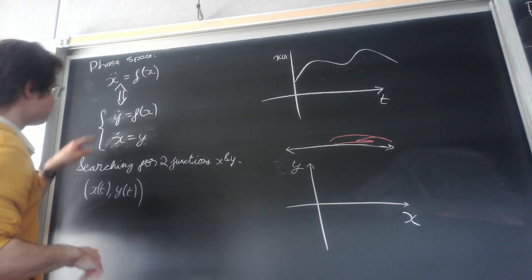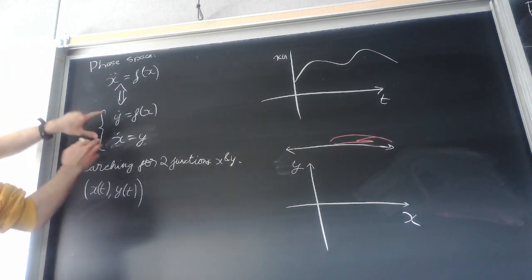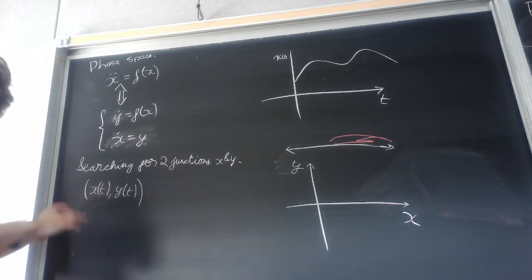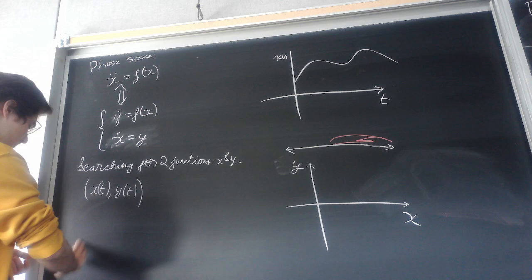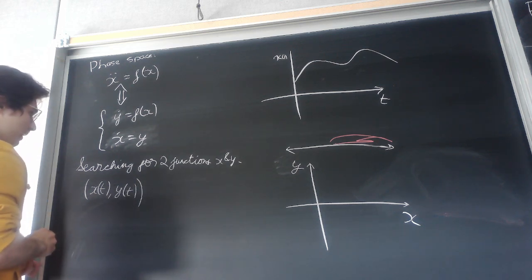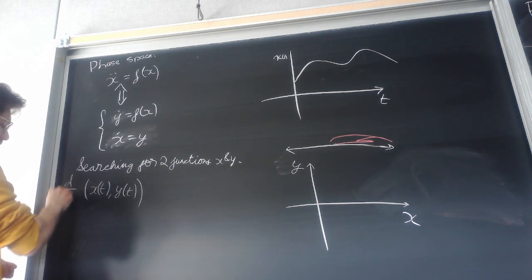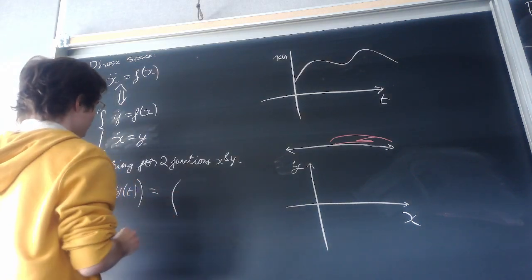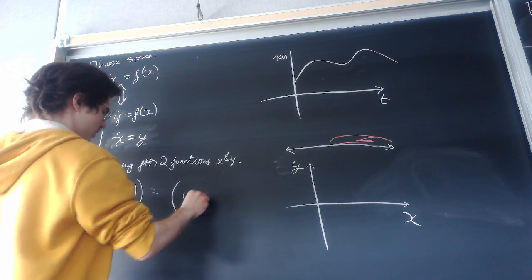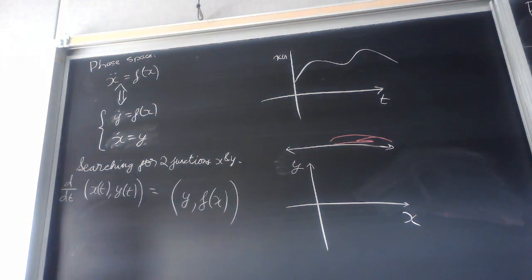But let's see if these equations can tell me something directly about the path. And what can they tell me about this path? They can tell me that if I was to take the derivative of this, d dt, right, then this derivative will be y, comma f of x. Do you agree? Yes?